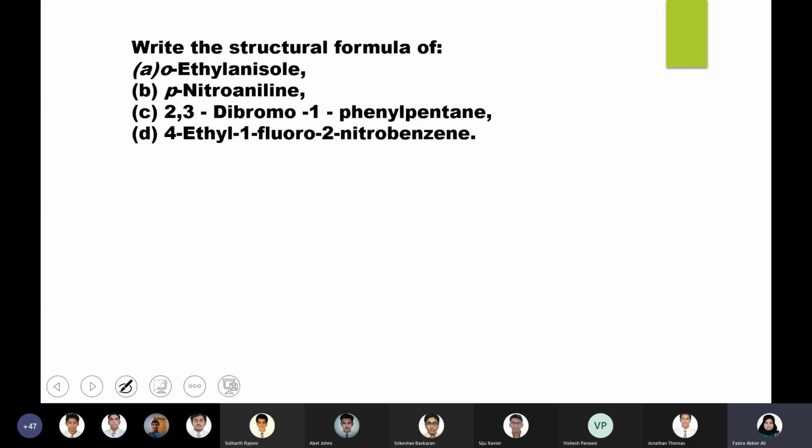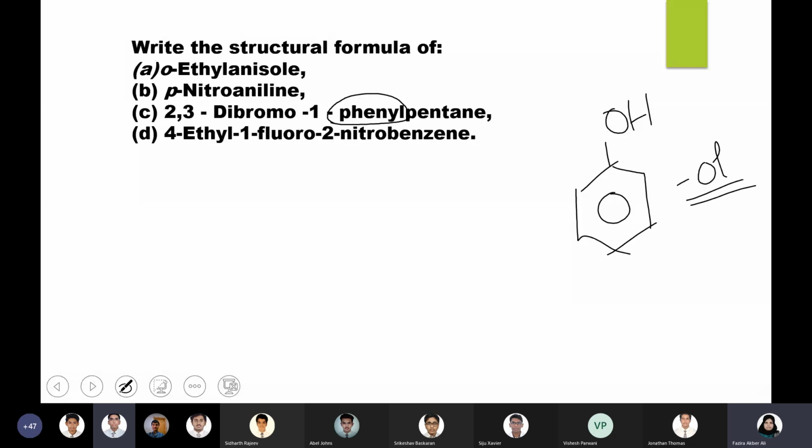2,3-dibromo, 1-phenyl pentane. So here, one thing you might have seen is the usage of the word phenyl. What is that phenyl? Maybe you're using it for the first time. What is a phenyl? Benzene ring with alcohol? That is phenol. Benzene ring with OH is phenol. Nothing, it's very simple.